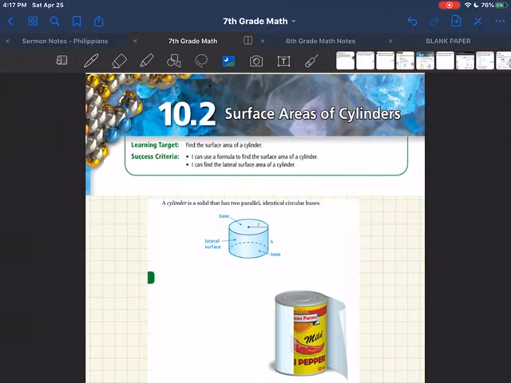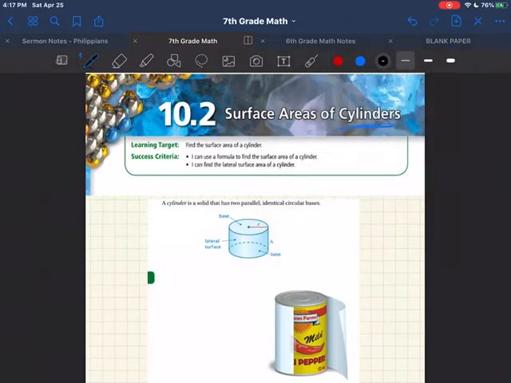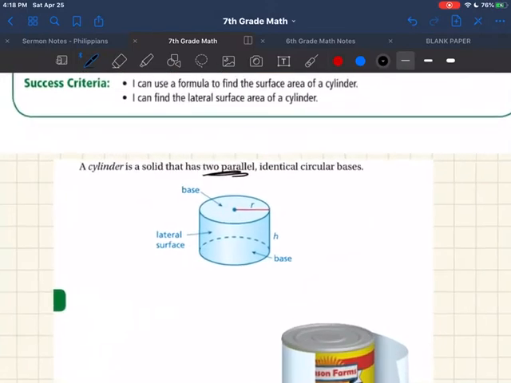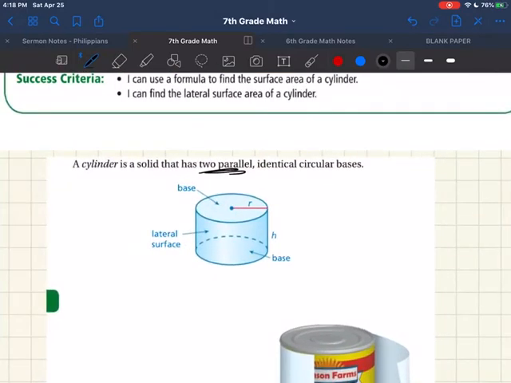So we're going to be finding surface area again, only this time of cylinders. Okay. So let me change this to black. So, of cylinders. All right, so what is a cylinder? A cylinder is a solid that has two parallel, identical circular bases. Okay, so my bases, as you can see, are the circles on top and bottom. So this and this.